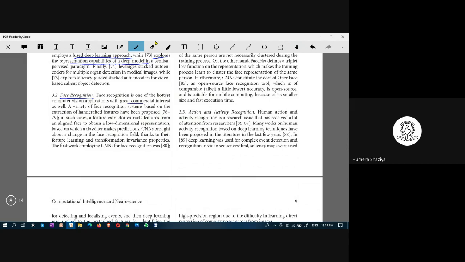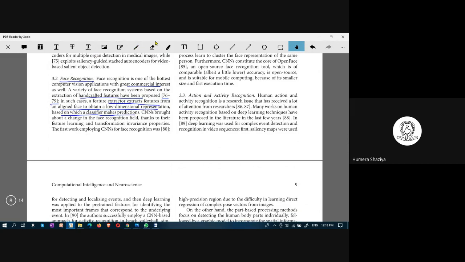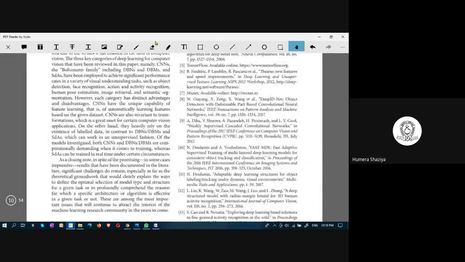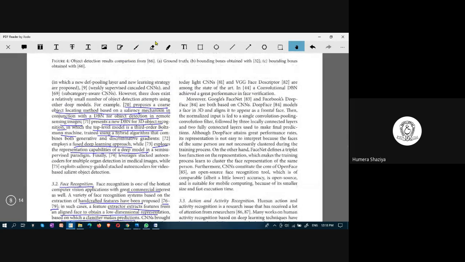It has got a great commercial interest as well. Several face recognition systems were developed based on handcrafted features presented in papers 76 to 79. A feature extractor extracts features from an aligned face to obtain a low dimensional representation based on which a classifier makes predictions. Okay, images are not given, but I will show you how it happens.